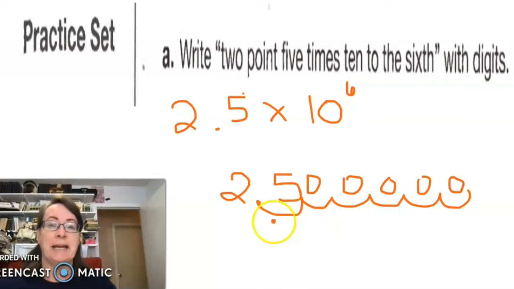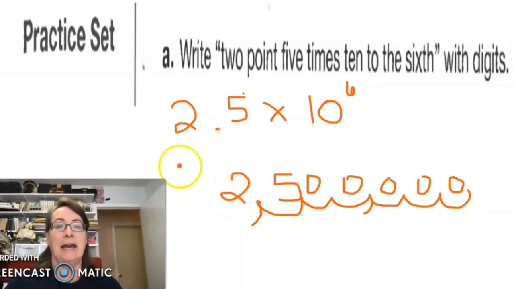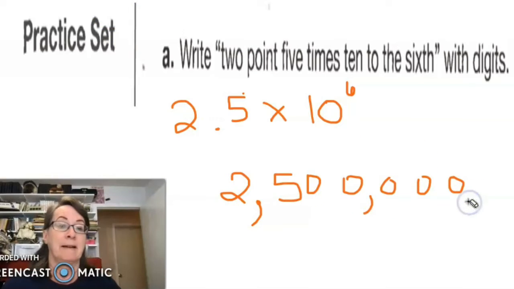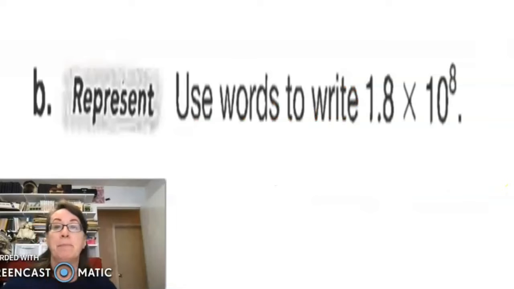Now, I'm going to take away this decimal. But guess what? Since this is 1, 2, 3, comma, 1, 2, 3, comma, I can now just see if I can do this. Ha! Look at that. Okay, so 2,500,000 is the answer. All right, B.